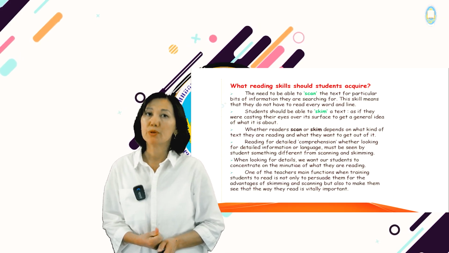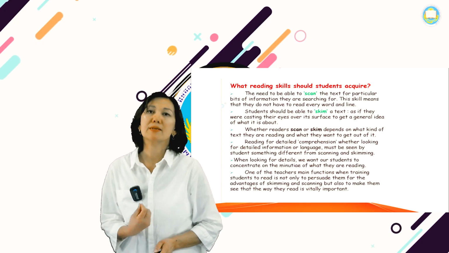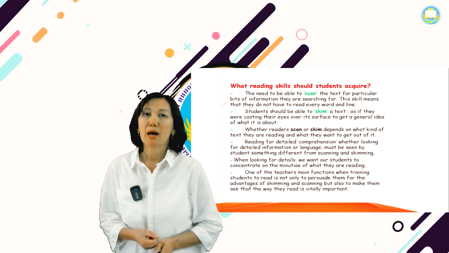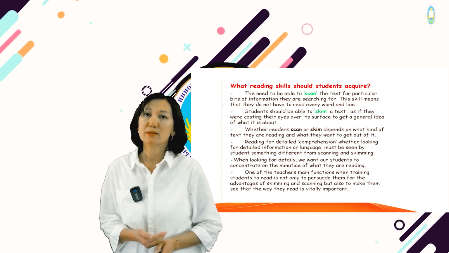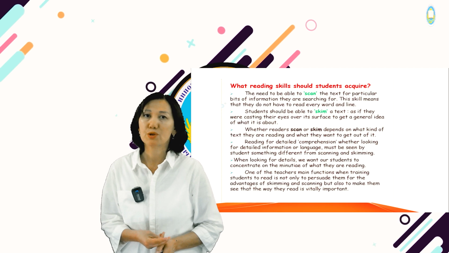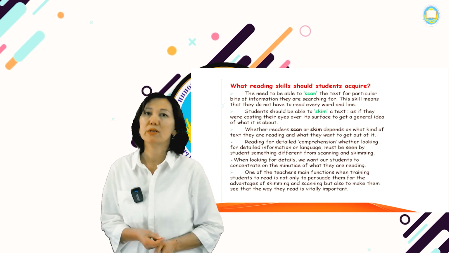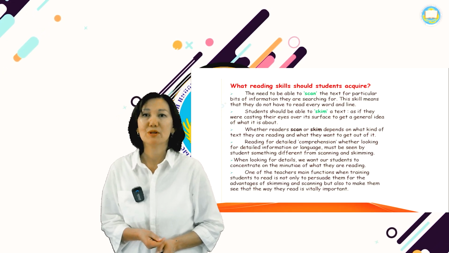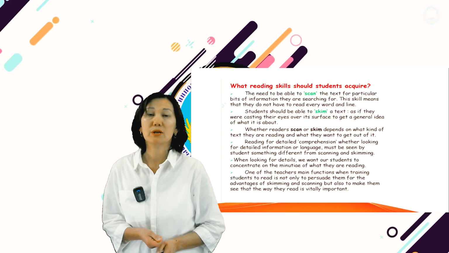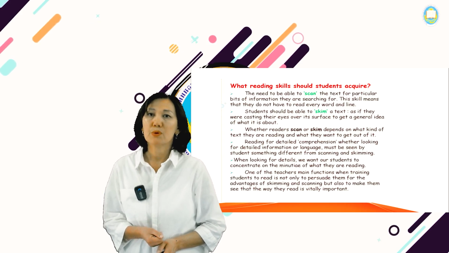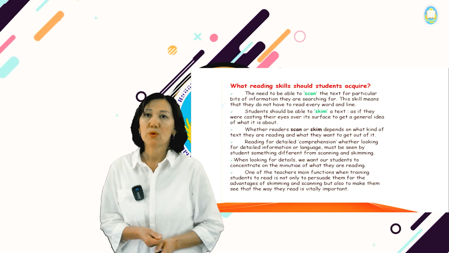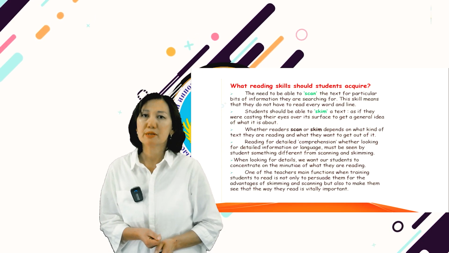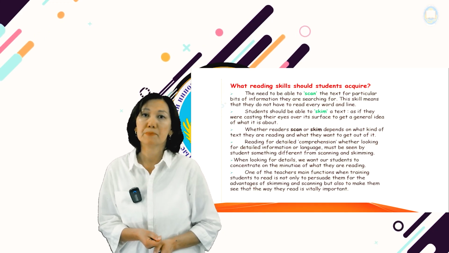Students should be able to skim a text. Skimming is the next skill that our students should get, as if they were casting their eyes over its surface to get a general idea of what it is about. Whether readers scan or skim depends on what kind of text they are reading and what they want to get out of it. So, reading for detailed comprehension, whether looking for detailed information or language, must be seen by students as something different from scanning and skimming.